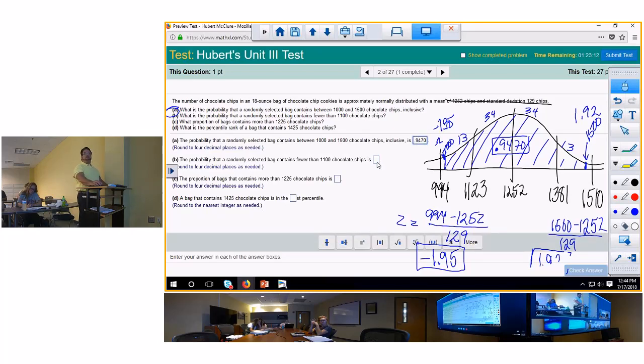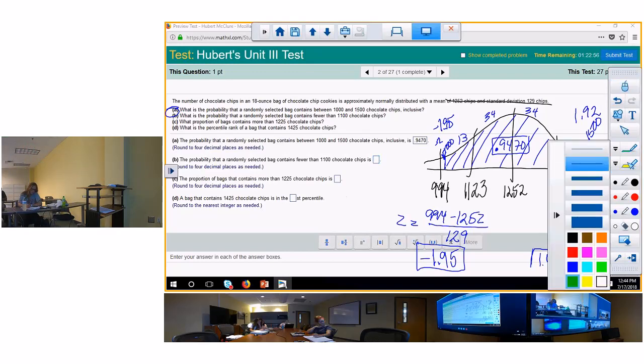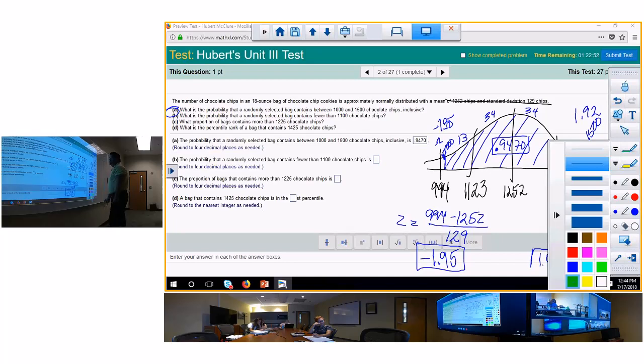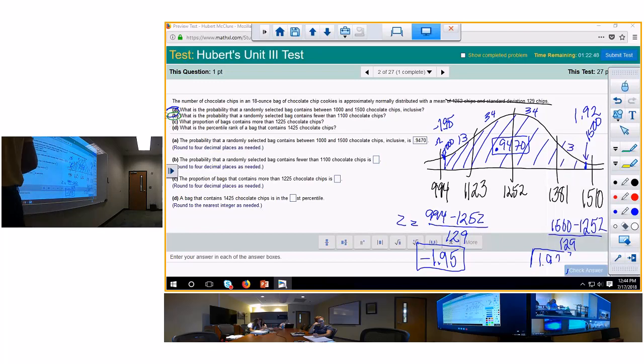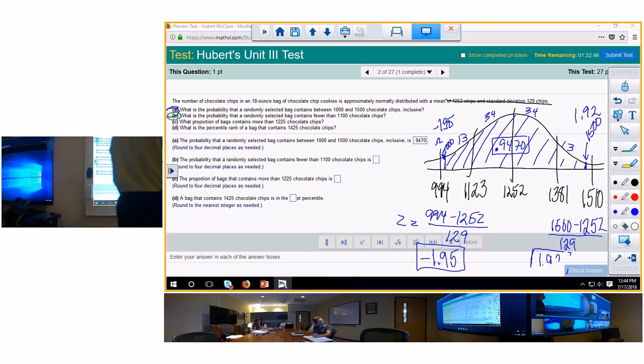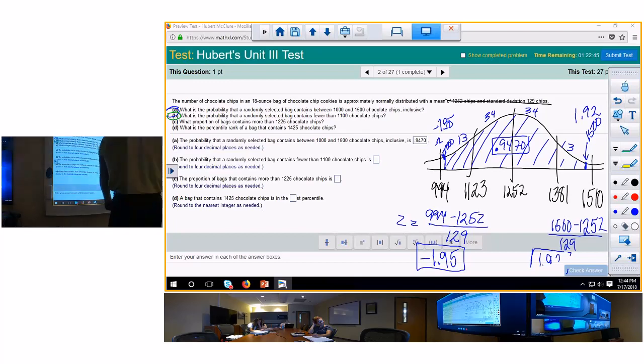And next one. Okay, now y'all do that one. The probability that a randomly selected bag contains fewer than 1,100. So I'm going to do that in green. Well, I really don't like red. I don't like writing in red. So B, we're going to do in green. So 1,100. Where is 1,100? Well, 1,100 is going to be less than 1,123, right?